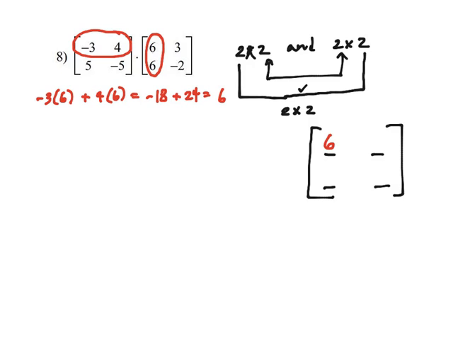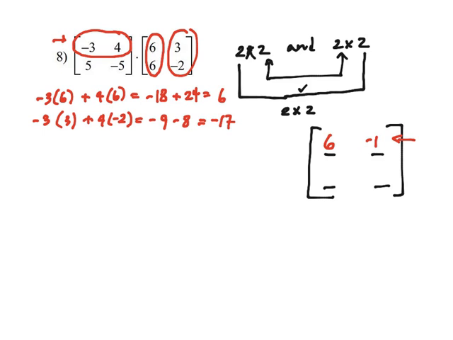Now, after I've done that, I'm going to do the first row once again, and I'm going to do the second column now. And this is where that answer is going to go. Okay? So the first number is going to be -3 and 3, and we multiply those two. The second number is going to be 4 times -2. So we have -9 minus 8, which is -17. So I have -17. Okay, so I'm done with the first row.